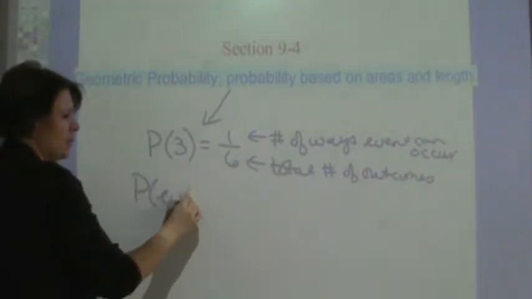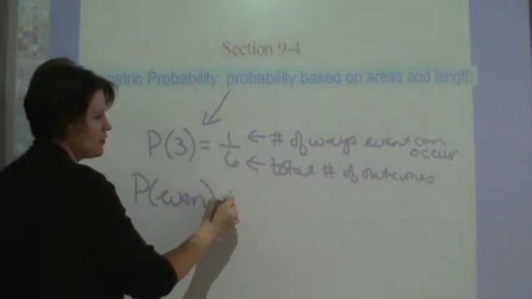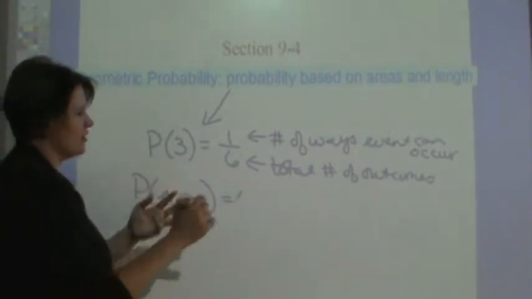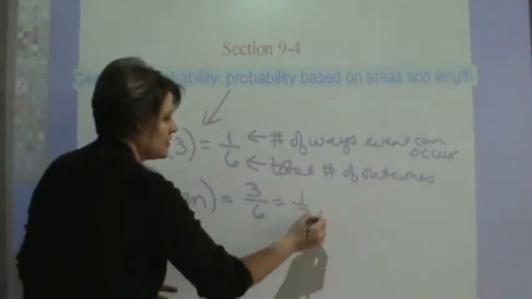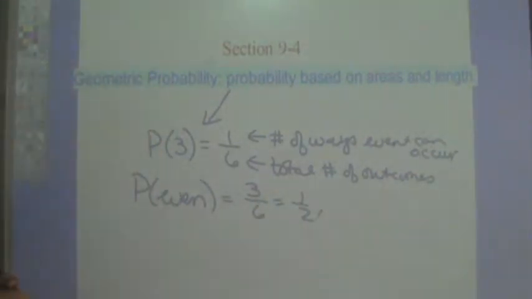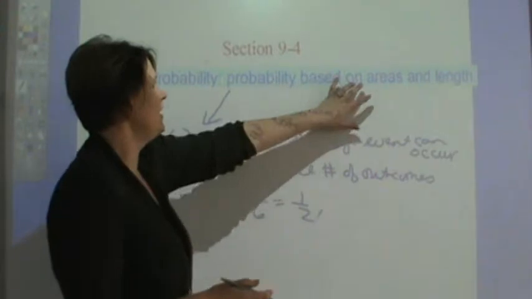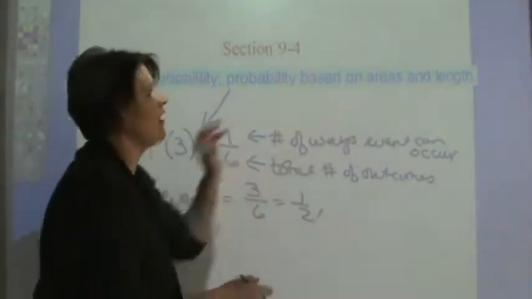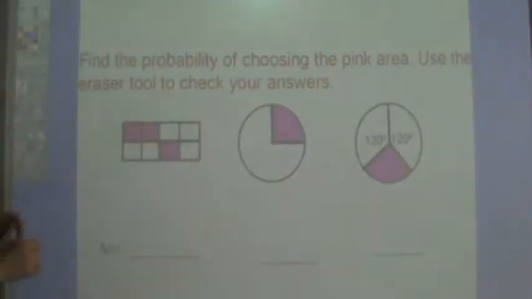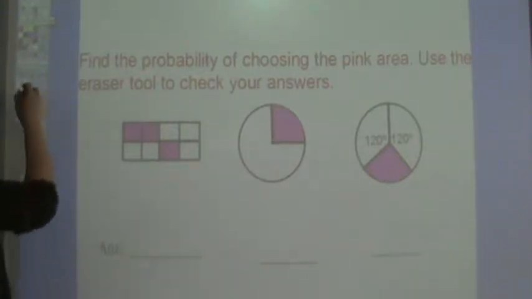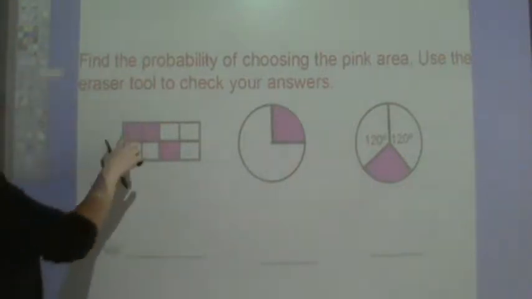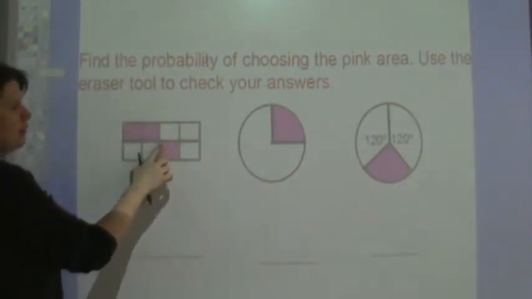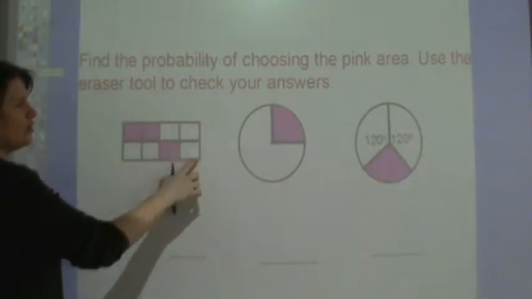Probability of an even number, for example, well, there's 3 possibilities. You could have 2, 4, or 6. So I have 3 out of 6 sides, which would then reduce to a half. Okay? So we're going to do the same thing with probability, but now we're going to involve area and length. For example, find the probability of choosing the pink area. Okay? So we have 3 possibilities over a total of 8.